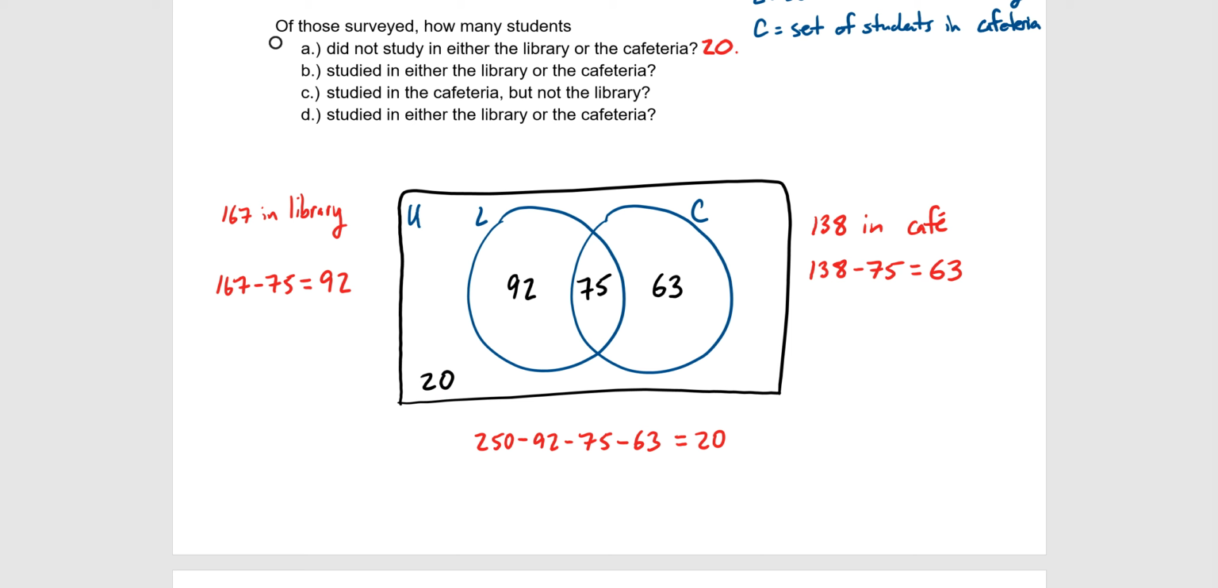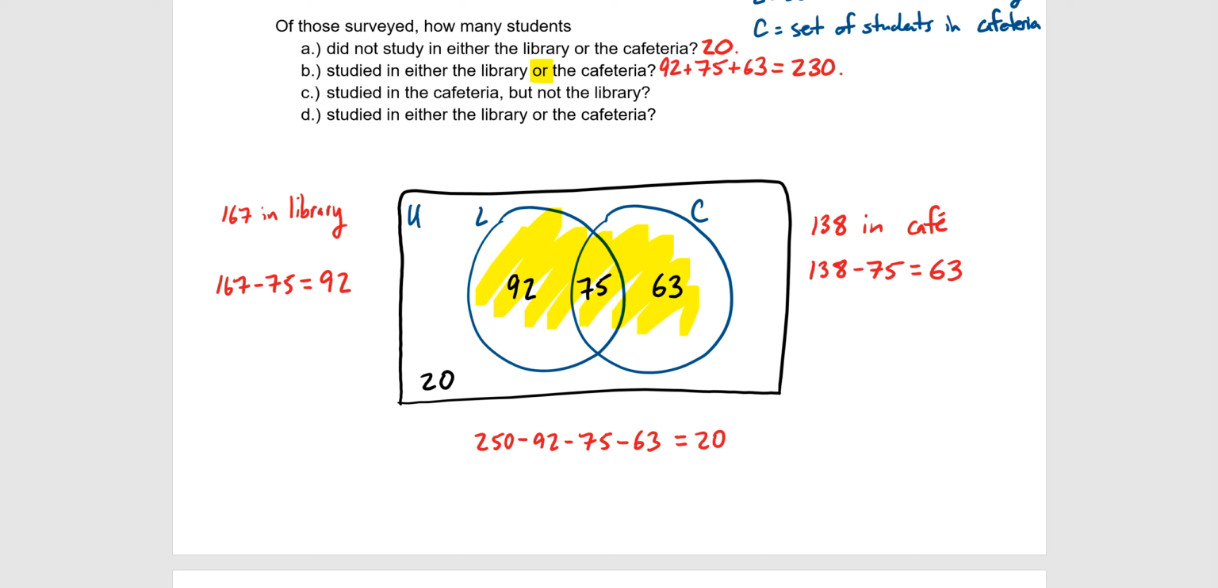For question B, we want to know how many of the students studied in either the library or the cafeteria. So the word or tells us it's the union. So it's going to be all of these values inside of these circles. So we have to add all of these up. So it's going to be 92 plus 75 plus 63. And adding those up gives us 230 students.